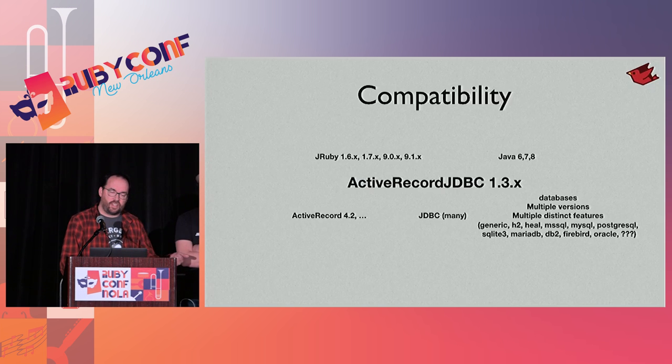So if we look at our previous version, Active Record JDBC 1.3, we were supporting JRuby 1.6 all the way through 9.1. That goes back like 5-6 years. It was generating Java 1.5 bytecode, but I'm not sure it actually ran on Java 5, but it was supporting multiple versions of Java. I think it supported every version of Active Record from 2 up to 4.2. I saw a line of code for JDBC that was making a check against a version of JDBC that was 10 years old. And we supported at least 10 databases, all in a single project for a single release.